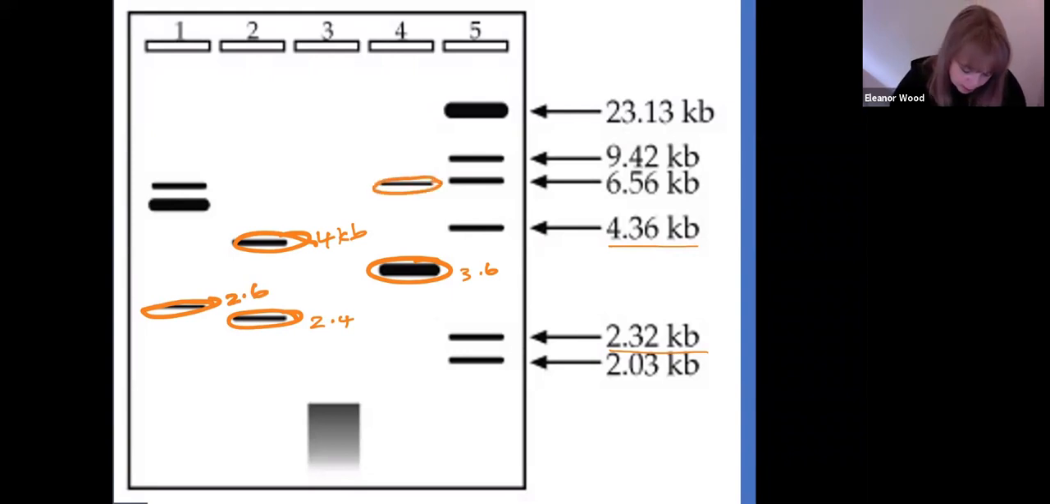These guys here are pretty close to 6.5, so I'm going to call them 6.5. And then I've got this one in between them as well, between 6.5 and 4.3. Let's just give it 5 kilobases. So the better your ladder is, the easier it is to determine the lengths of the unknowns. And that is the end of just looking at some general bits.